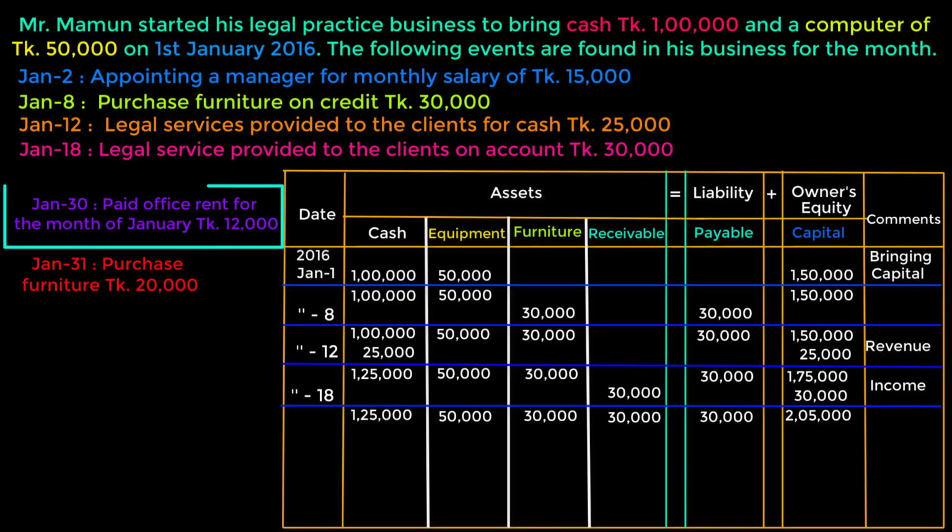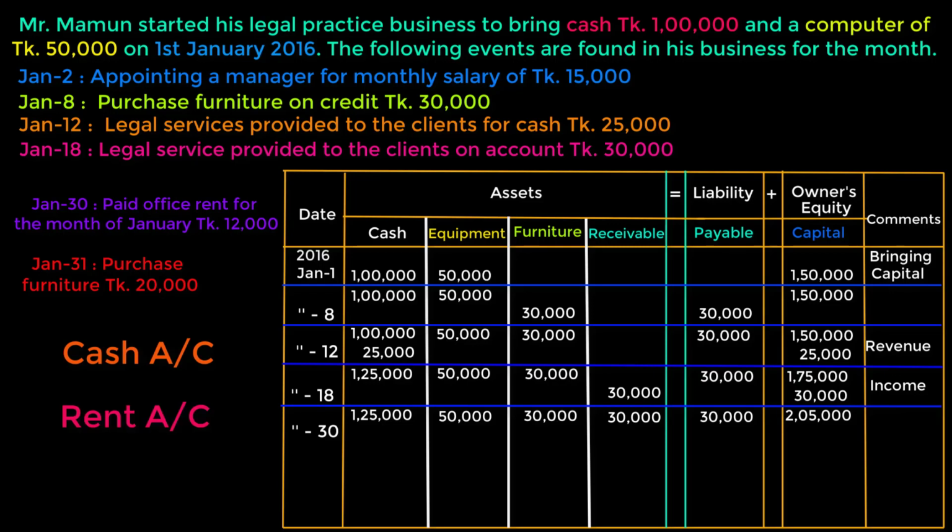Look at this transaction on the date of January 30. Paid office rent for the month of January, taka 12,000. We will write this date here in this column. How many accounts may we get from this transaction? Two accounts, cash account and rent account. Cash is an element of these assets. As rent is an expense, rent is an element of this owner's equity.